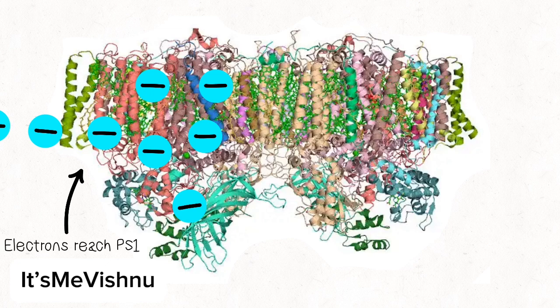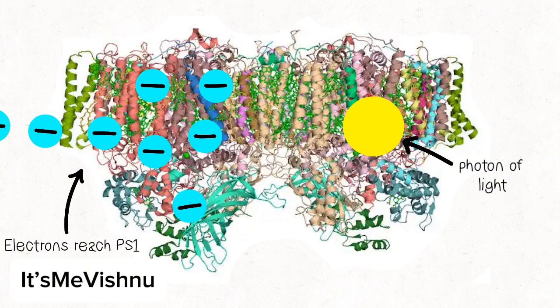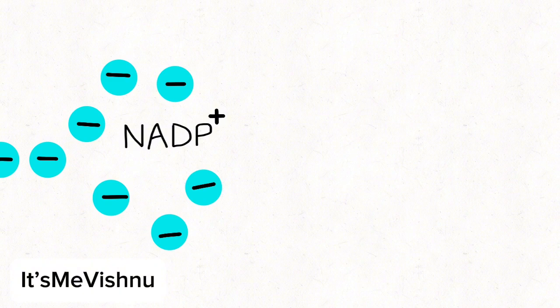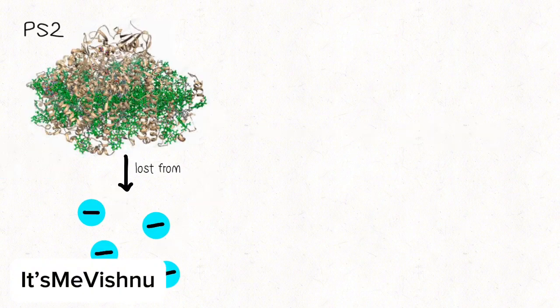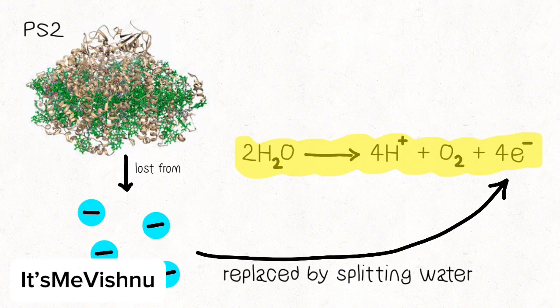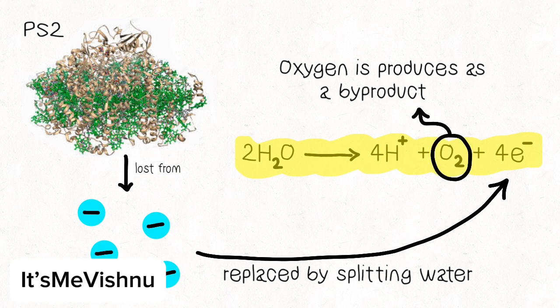The electrons then reach photosystem 1, where another photon of light re-energizes them in P700. Finally, they are passed to NADP+, forming NADPH. The electrons lost from PS2 are replaced by splitting water, producing oxygen as a byproduct.